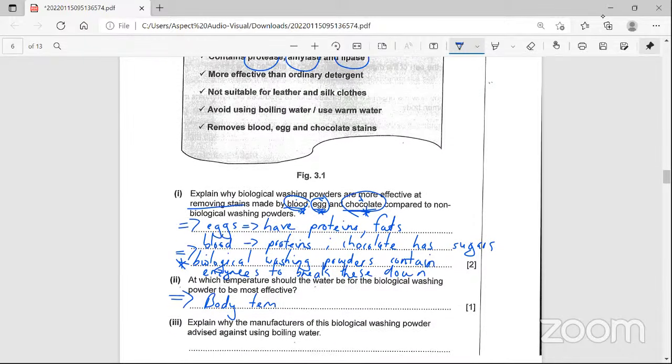So what is my body temperature? 36 degrees. 37. Do you understand why it's 37 degrees Celsius?